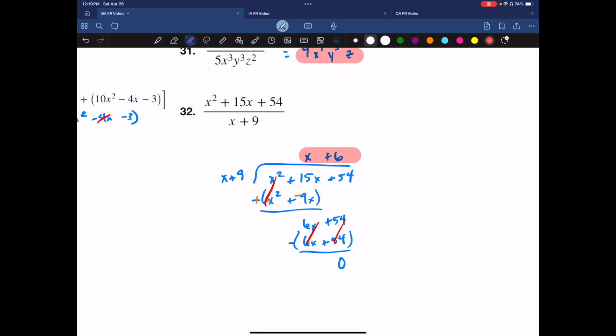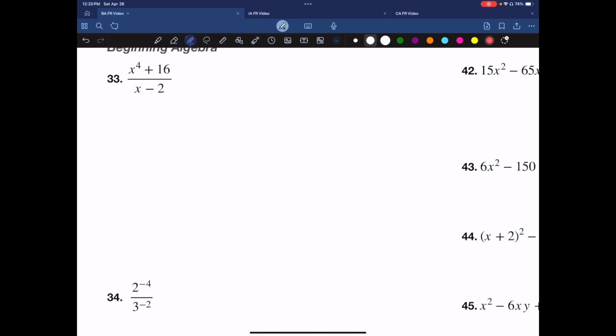Now, if you have a remainder, then it looks a little different. The crucial thing about division of polynomials is you've got to make sure that every power is represented from high to low. So like on number 33, I have x to the fourth plus 16. Well, if I were to write that out differently, representing every power, that would be x to the fourth plus 0x cubed plus 0x squared plus 0x plus 16. And when I'm dividing, whether it's long division or synthetic division, I need to represent every one of these. All right, and then I'm going to do this one synthetically.